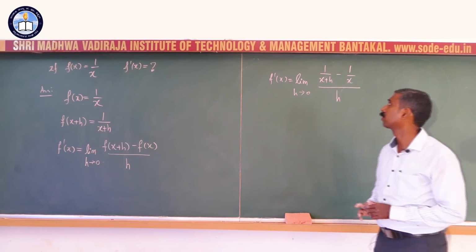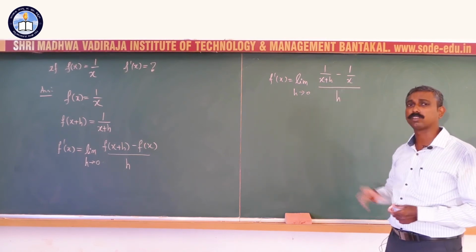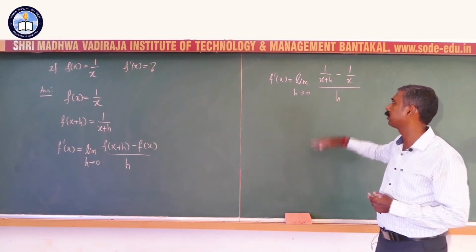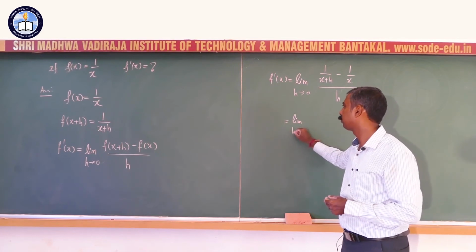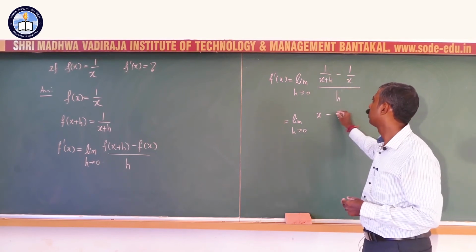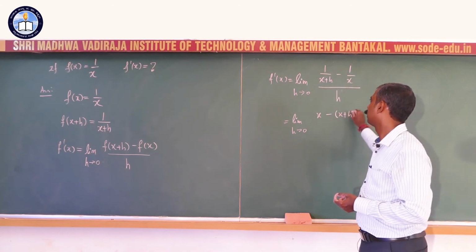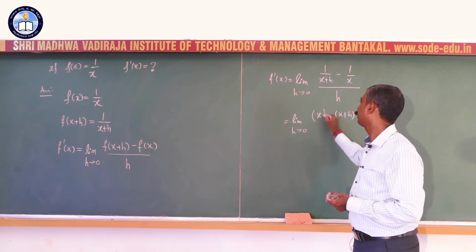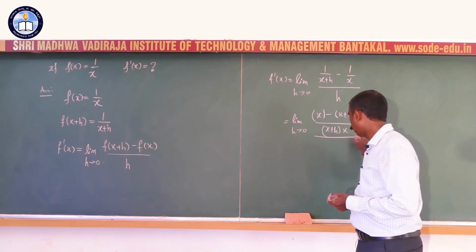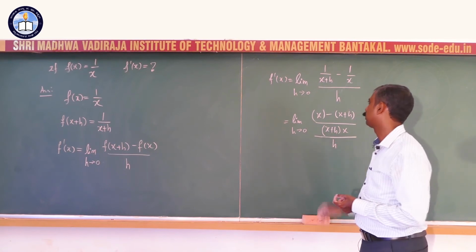Simplification is easy because these are two ratios subtractions. So, we have rational number subtraction, so we have to take the common denominator, LCM. So, this is limit h tends to 0 of x into 1 minus 1 into x plus h. 1 into anything is that number itself. So, 1 into x plus h becomes x plus h, divided by x plus h into x, whole divided by h.